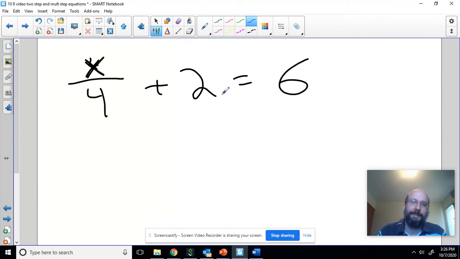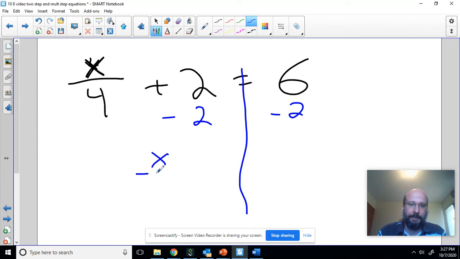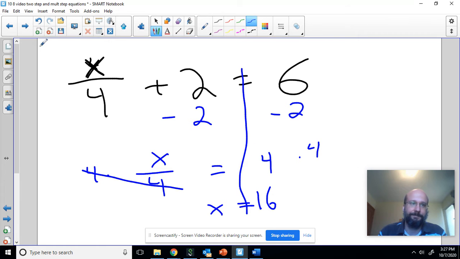Now here's a different type. X divided by 4 plus 2 equals 6. You want to move this plus 2 over, so subtract 2. X divided by 4 equals 4, right? Because this cancels. We're going to multiply, the bottom number of a fraction, you multiply. These cancel. X equals 16.